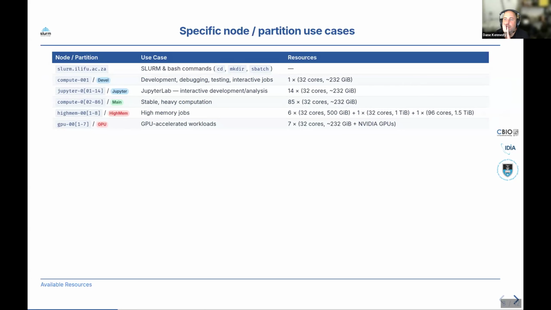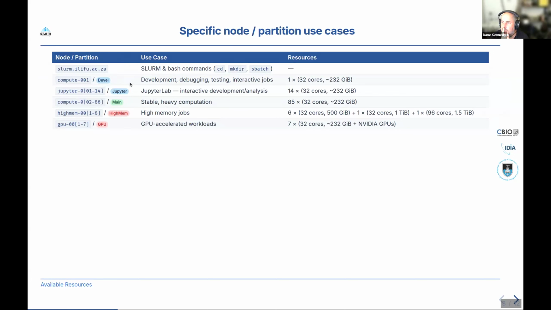This table shows a summary of the available partitions and the resources available on them. Starting with the login node. As mentioned earlier, this is where you'll perform basic administrative tasks, such as running bash and Slurm commands. Then we've got the Jupyter development partition. That's these 2.